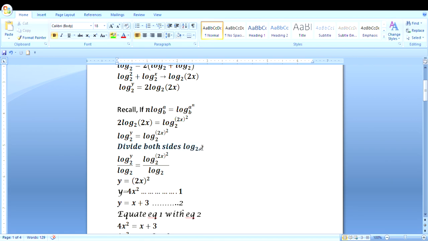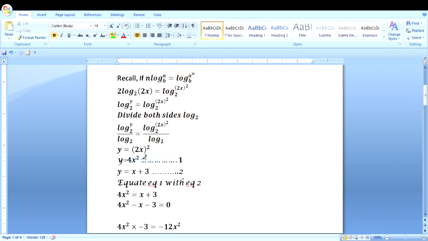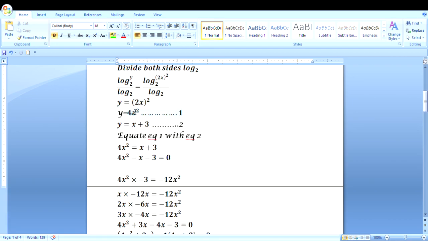Divide both sides by log 2, and eventually y is equal to (2x) all squared. So 2 squared is 4, and x squared is x squared. So here we can see that we are able to simplify equation 1, and the relation there is y is equal to 4x squared. So we can see that this type of equation is quadratic, those simultaneous equations, one linear, one quadratic.